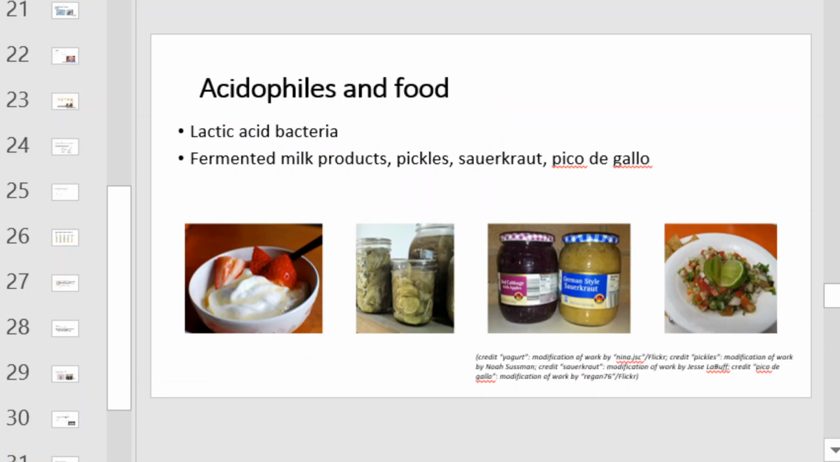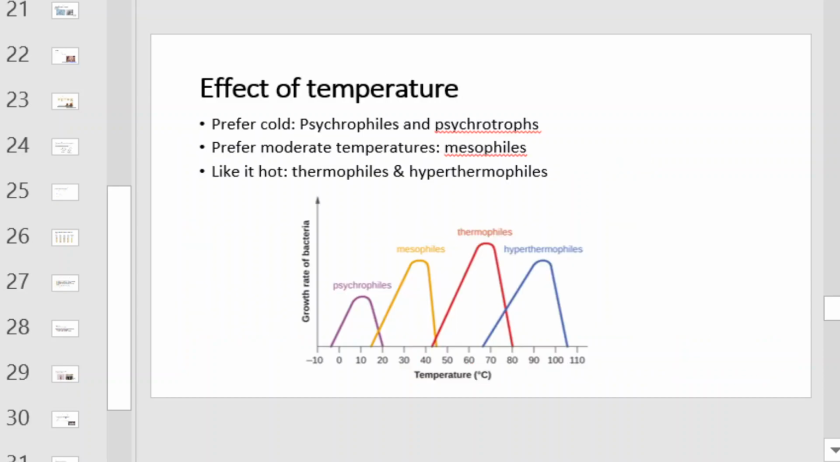Here we see some acidophiles. Lactic acid bacteria can produce an acidic pH. Fermented milk products, pickles, sauerkraut, and pico de gallo are acidic foods that are preferred by acidophiles. Temperature can also have an impact on microbial growth. Psychrotrophs prefer cold temperatures. Mesophiles prefer moderate temperatures, and thermophiles and hyperthermophiles prefer hot temperatures.